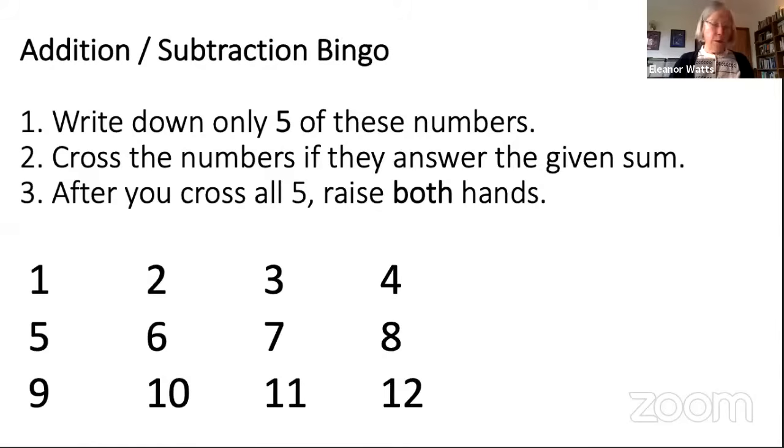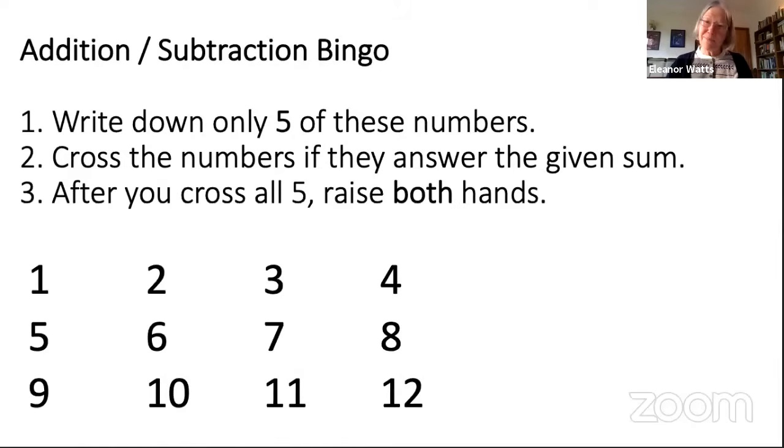2 plus 1. What's the answer, Anjana? 3. Perfect. So cross 3. If you've written 3, cross it. 2 minus 1. Priya? 1. Excellent. If you've written 1, cross it. 2 plus 3. Smita? 5. Excellent. Well done. If you've written 5, cross it. And we're going to move a bit faster now. 9 minus 3. I'm not giving you the answer. 9 minus 3. 5 plus 6.